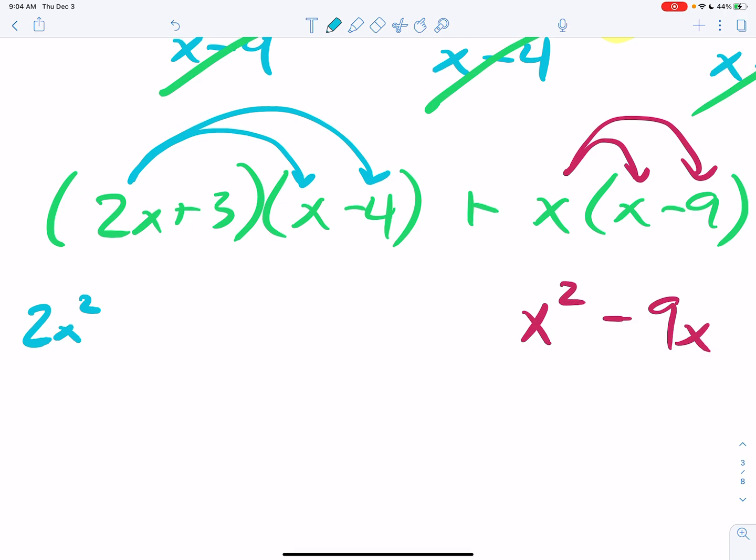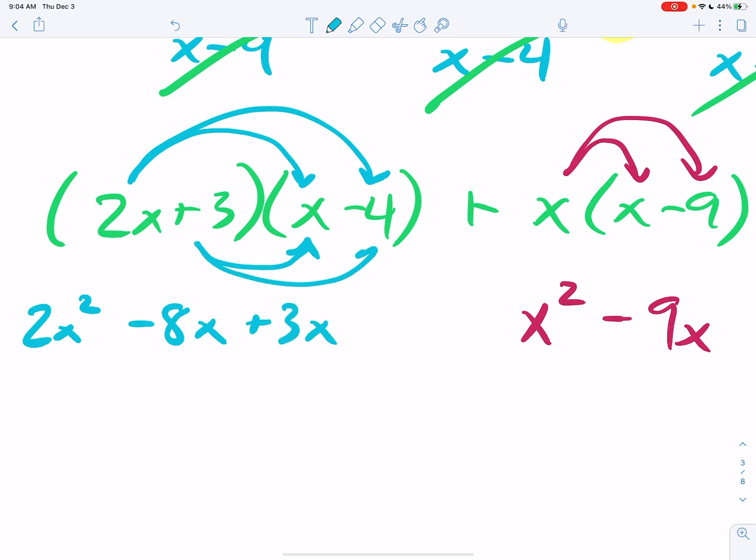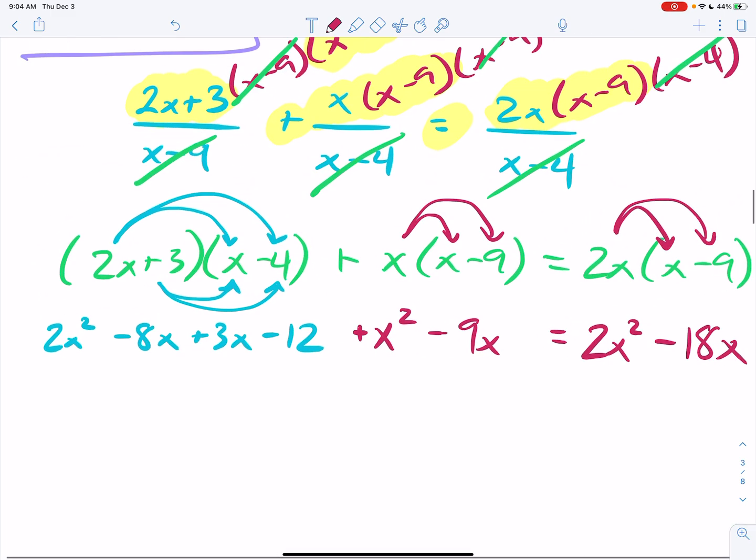2x times negative 4 is negative 8x, okay? Then 3 times x is positive 3x, and 3 times negative 4 is negative 12. I should put a plus here for the x squared. Okay, so a lot of distribution, but just stay organized, okay?